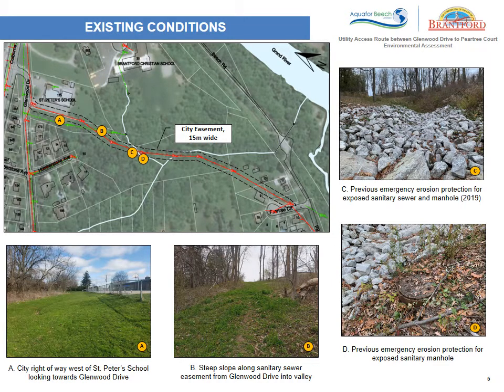To gain a little insight into the existing conditions, a photo compilation is presented with this slide starting at the upper limit near Glenwood Drive, extending within the city corridor over top of the infrastructure, adjacent to the St. Peter School parking lot, and then down into that valley, as we see with photo B. Photos C and D present an area where previous emergency repair has been required due to erosion of the tributary exposing the sanitary sewer.